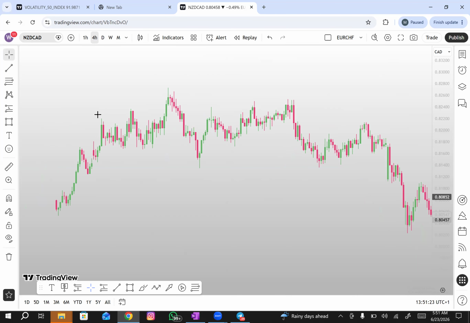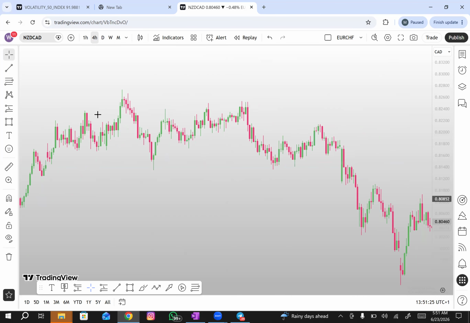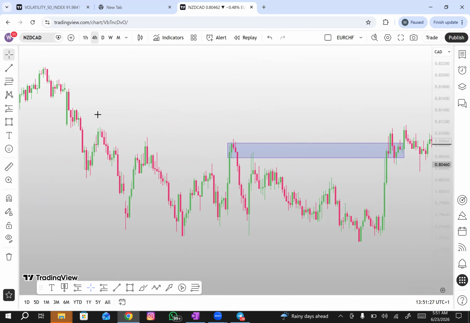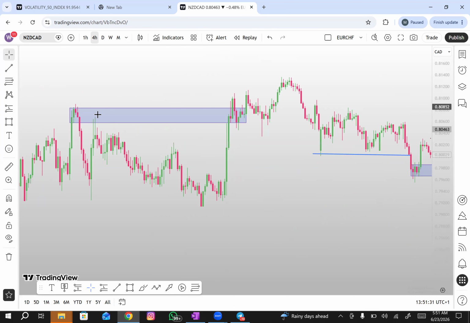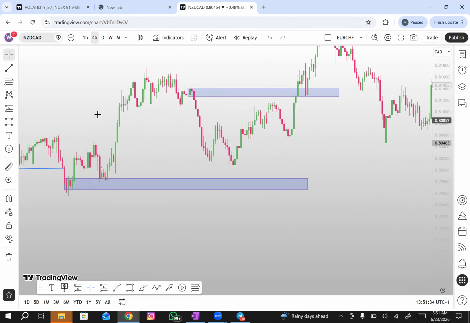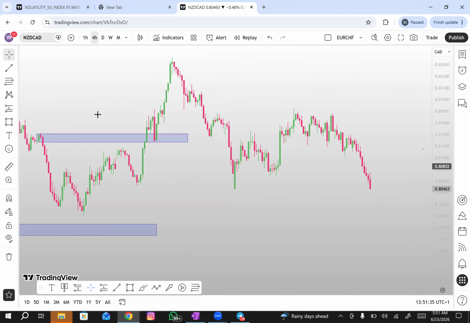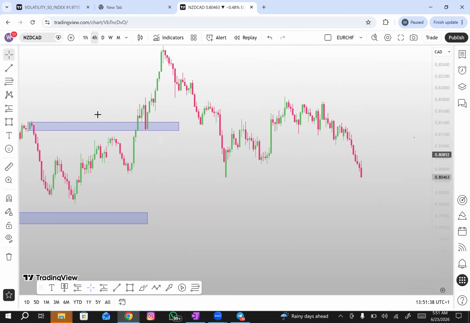Okay, and sometimes sweep it before going in your direction. So I'll talk more on that as we progress. I just want to show you what an order block is. And so we move to the next one.